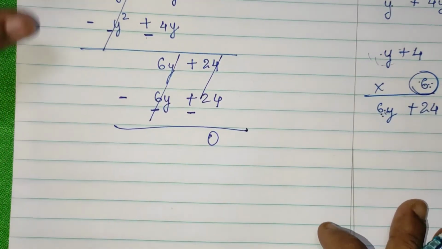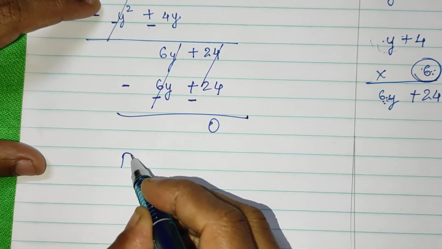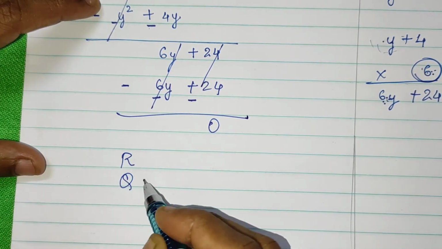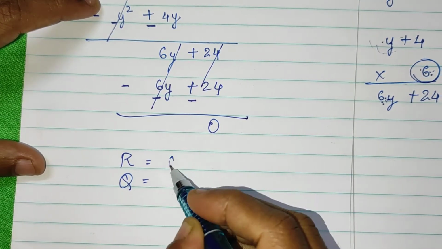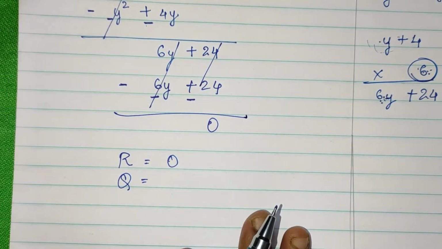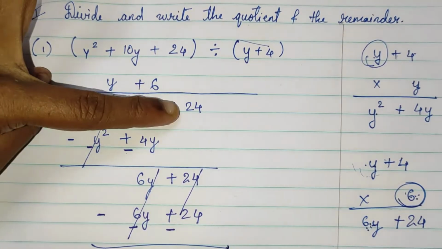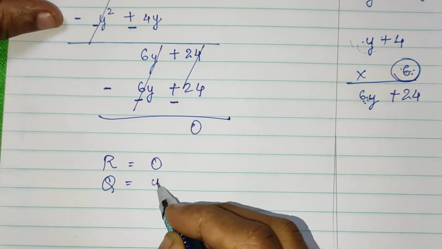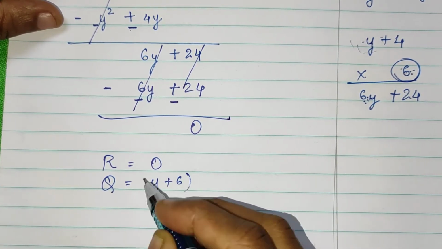So that means now you have to write the remainder and quotient. Your remainder is 0 and your quotient is y plus 6.